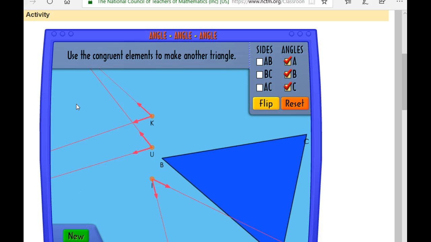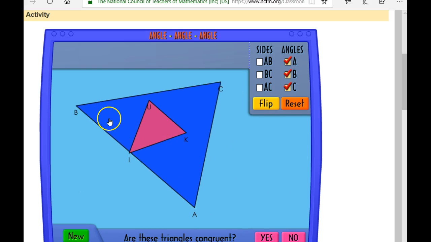Now, these are the same three angles. Will they make the exact same triangle every single time? No. Why not? Well, I could make it smaller. You're right. Like super small? Is that the same exact triangle? Now, it's not congruent. It's not the same size, but it is the same shape. So that's called similar. We'll get to that later. But these are not congruent triangles, okay?